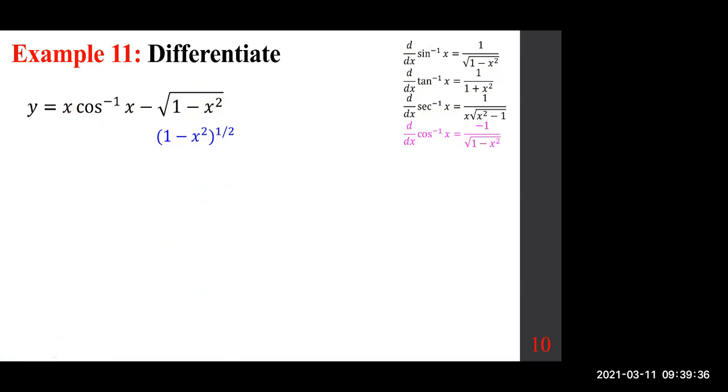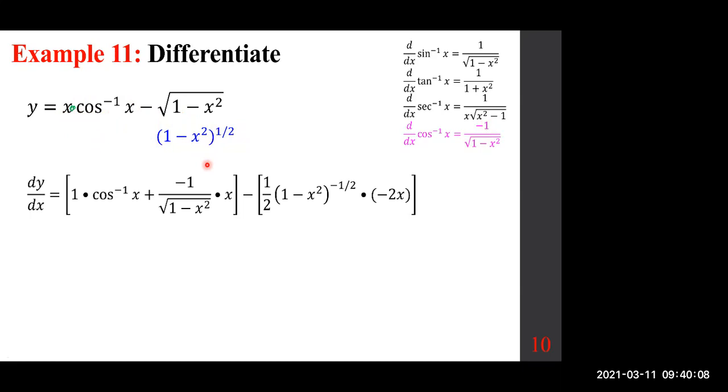Let me do that. So it's x times the cosine inverse. X gives you 1 times cosine inverse. Plus cosine inverse gives you negative 1 over the square root of 1 minus x squared times x. So that's that. Minus, now this one, 1/2 sits in front, the same thing to the power of 1/2 minus 1, which is negative 1/2, and then the derivative of the inside is negative 2x. So let's quickly recap. X gives you 1 times the second piece. Second piece is a cosine inverse. Gives you negative 1 over square root of 1 minus x squared times the first piece, which is x.